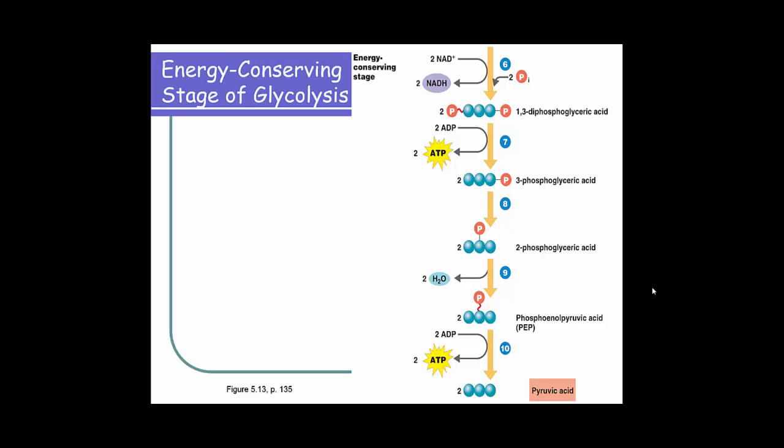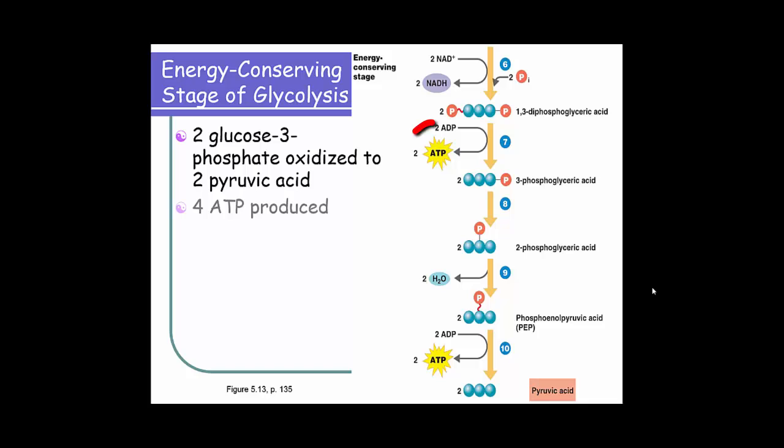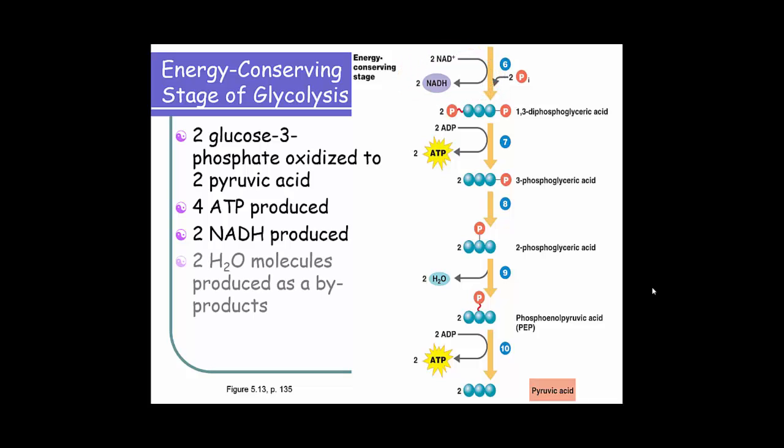We then will take the glyceraldehyde 3-phosphate and go through another series of enzymatic reactions to finish glycolysis in the energy conserving stage. Here, you'll notice a few things. The 2 glyceraldehyde 3-phosphates, which that should say glyceraldehyde, not glucose, are oxidized to 2 pyruvic acid molecules. You get a total of 4 ATP for every original glucose in step 7 and step 10. You get 2 NADHs produced out of step 6, and you have 2 water molecules produced out of step 9 as a byproduct.